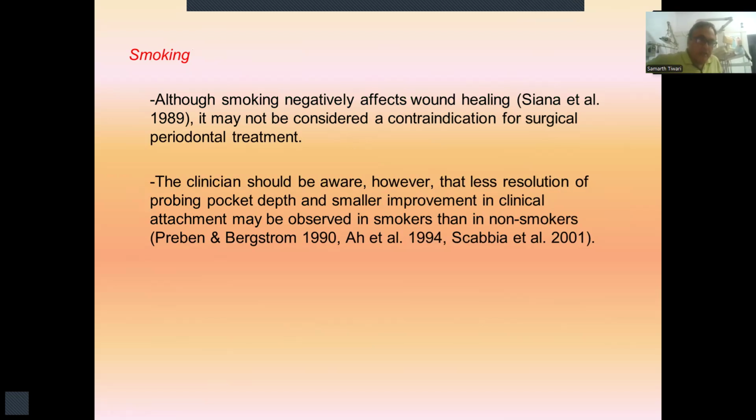Clinicians should, however, be aware that less resolution of probing depth and smaller improvement in clinical attachment may be observed in smokers than in non-smokers.